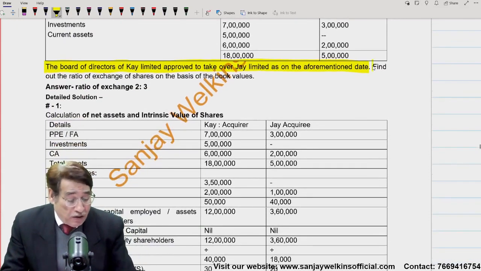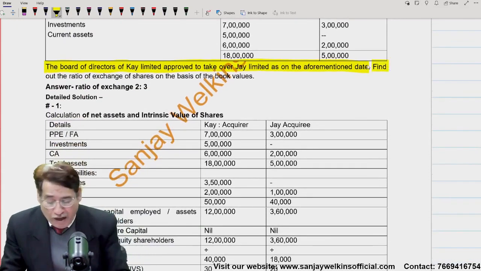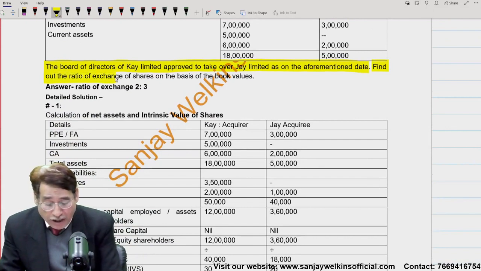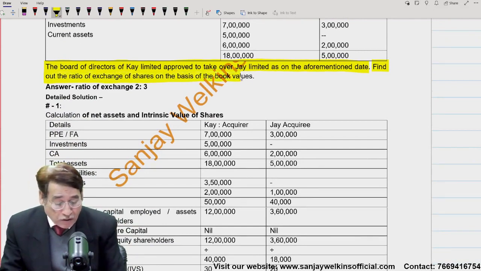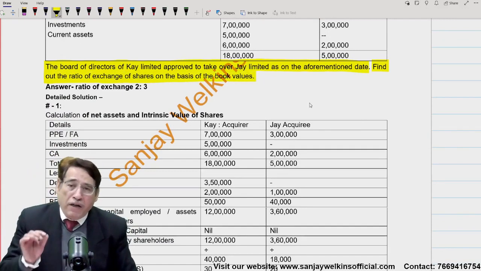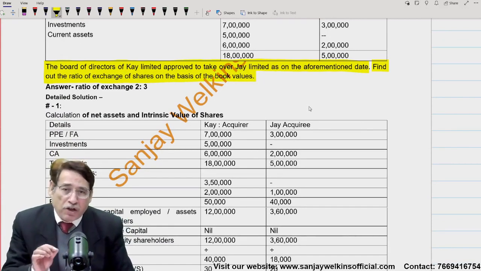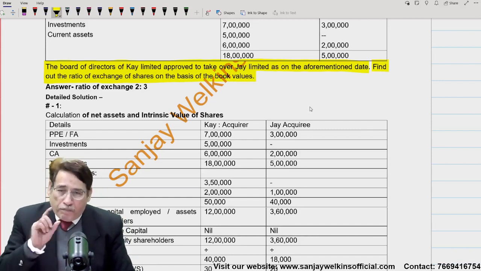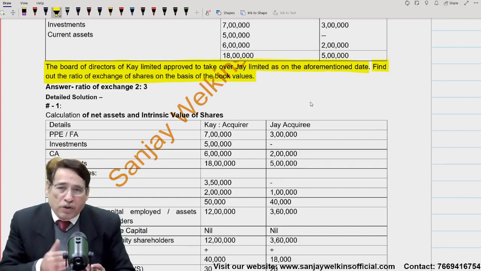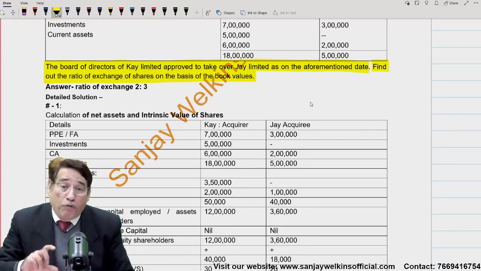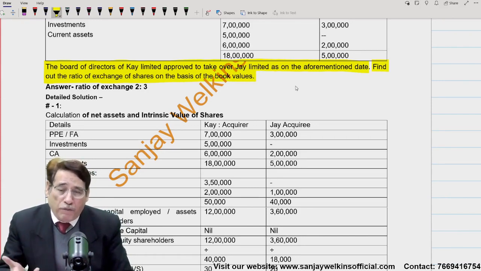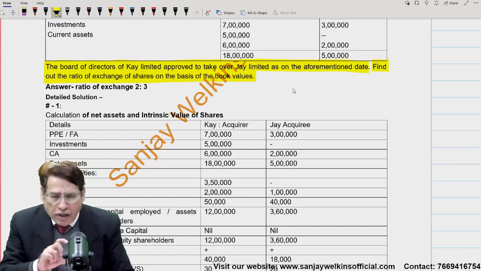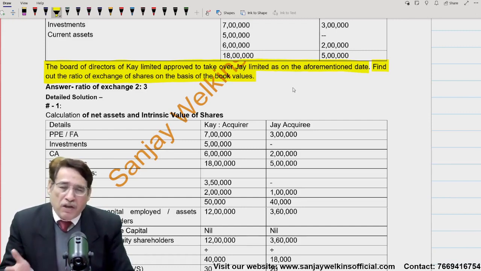Further, the question simply states: find out the ratio of exchange of shares on the basis of book value. Try to understand. Whenever in the question it is written that we have to value the share on the basis of net assets or on the basis of book value, immediately you come to the conclusion that this question relates to the intrinsic value of shares method.